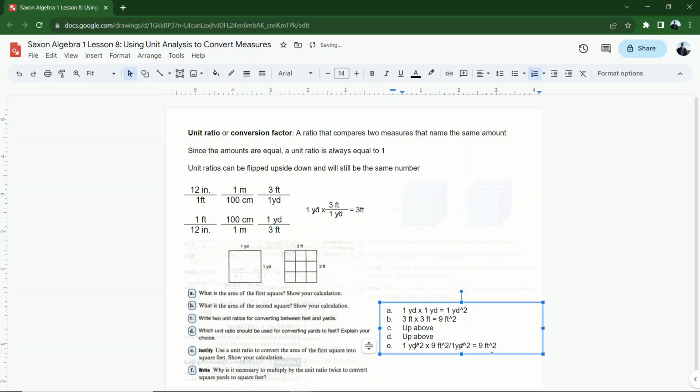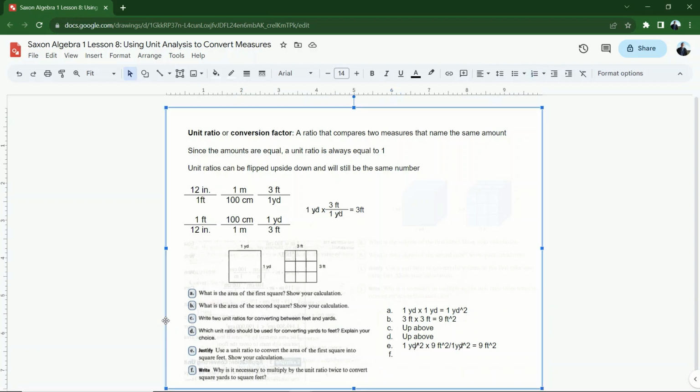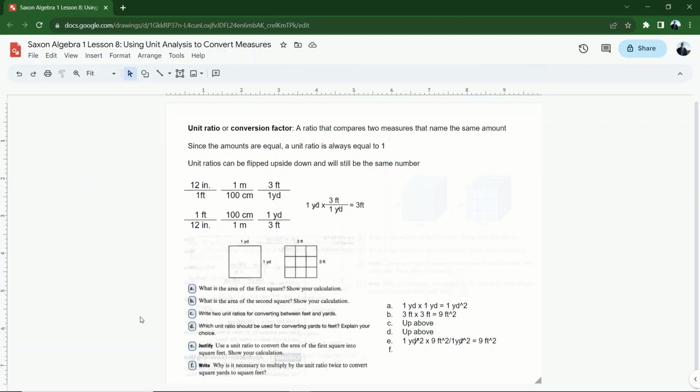Okay, this probably seems super confusing to some of you. If this seems confusing, don't worry. I'm going to do this again in a little bit of an easier way in just a moment. We are going to answer F. Why is it necessary to multiply by the unit ratio twice to convert square yards to square feet? Well, let's take a look at the other way to do this by multiplying by the unit ratio twice.